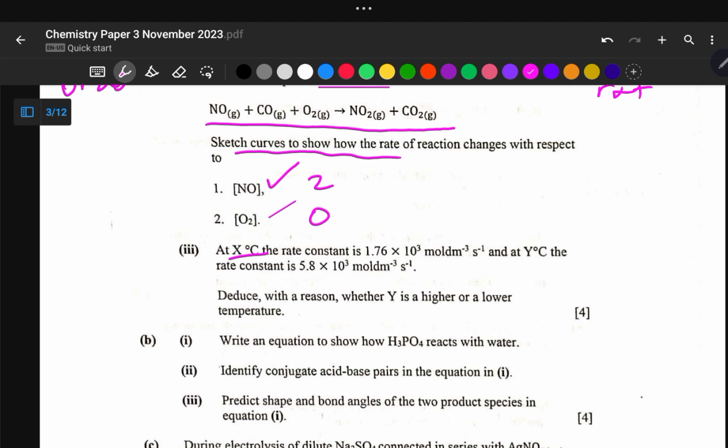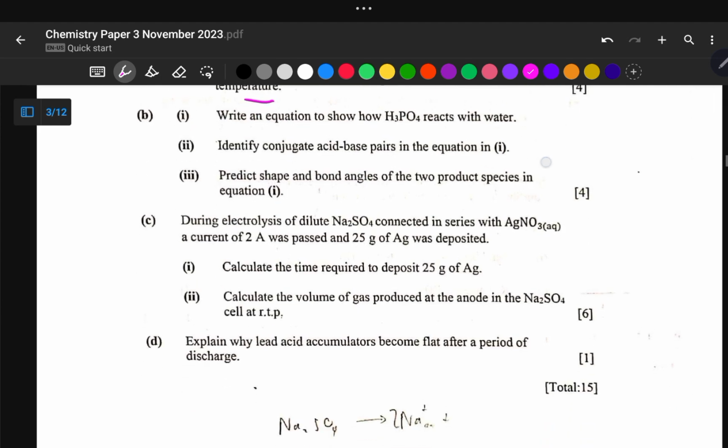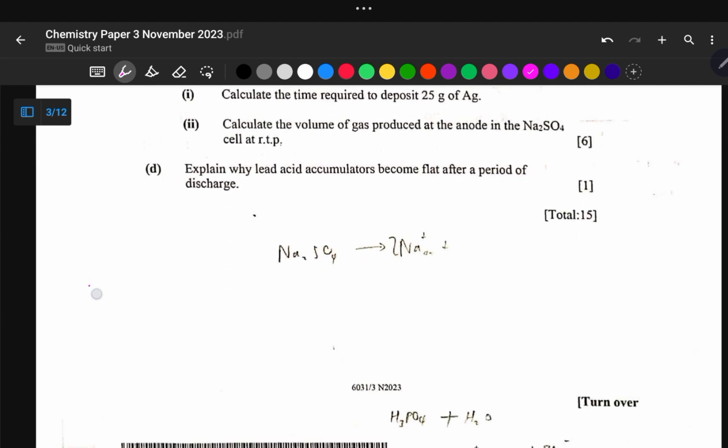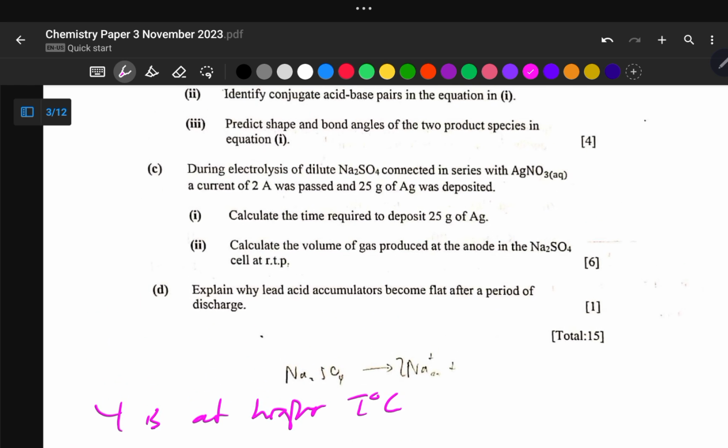And then at Y degrees, the rate constant is 5.8 times 10 to the power 3 moles per cubic decimeter per second. Deduce with a reason whether Y is at a lower or at a higher temperature. So the rate at Y is bigger than the rate at X. So meaning to say Y is at higher temperature, right? So Y is at higher temperature. Why? Because the rate is higher at Y than at X.